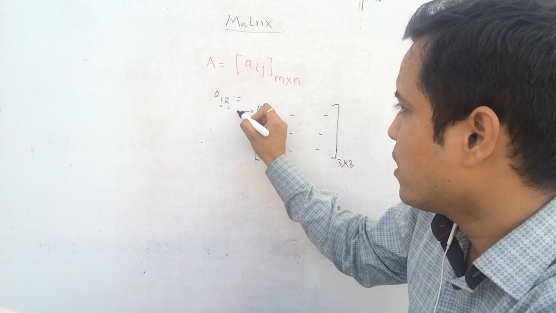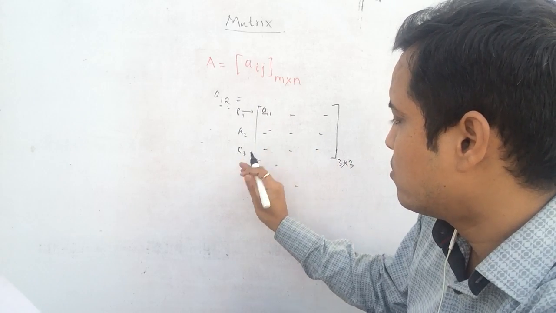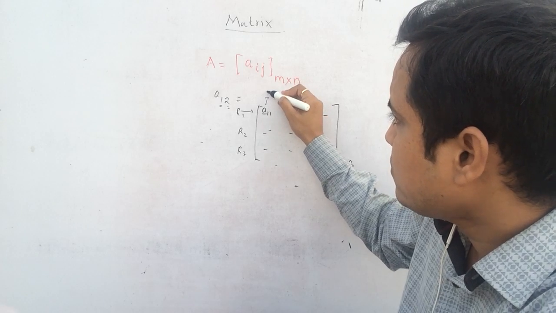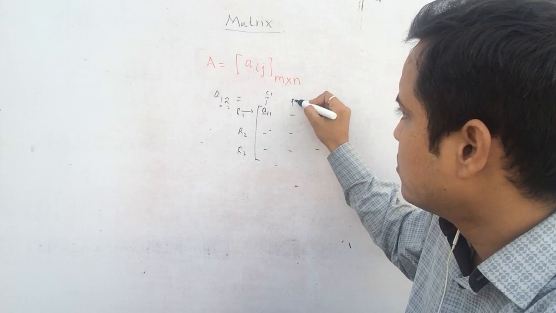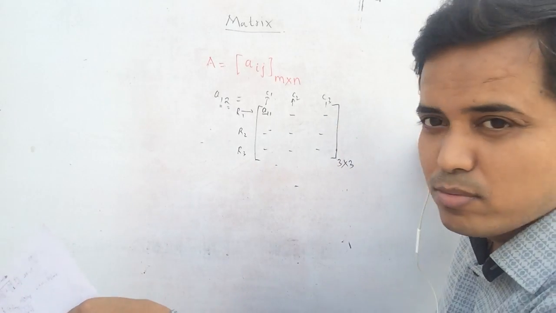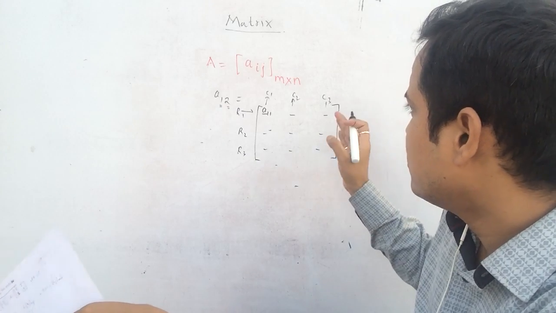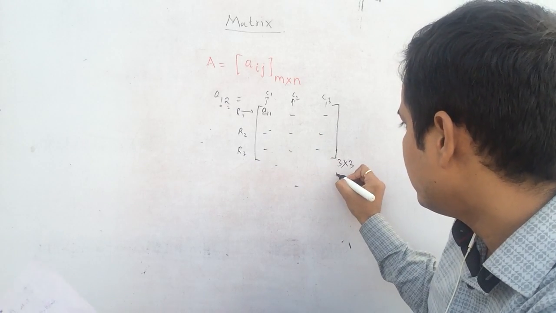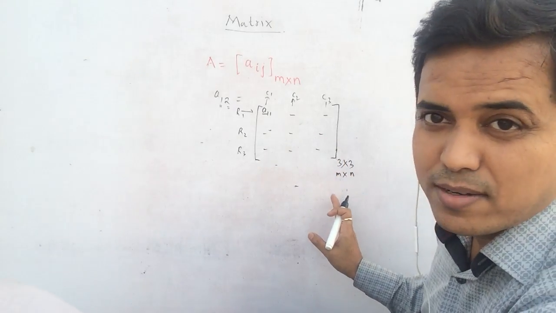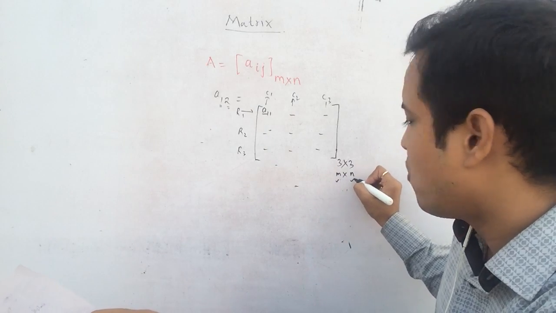These are called rows: R1, R2 second row, R3 third row, R4 fourth row, fifth row, up to the nth row. Here C1 is the first column, C2 the second column, C3 the third column, C4 the fourth, C5, up to Cm. So there are m columns and n rows, and this is represented as m cross n. Here it is a square matrix, which means the number of rows and the number of columns are the same.